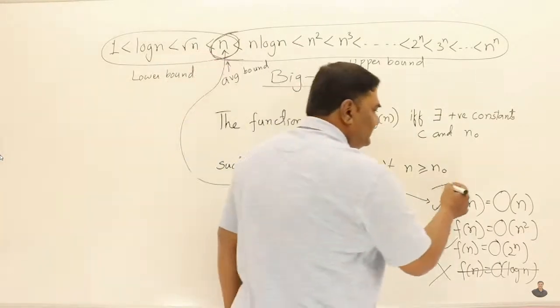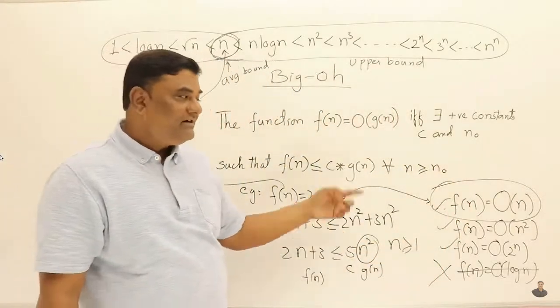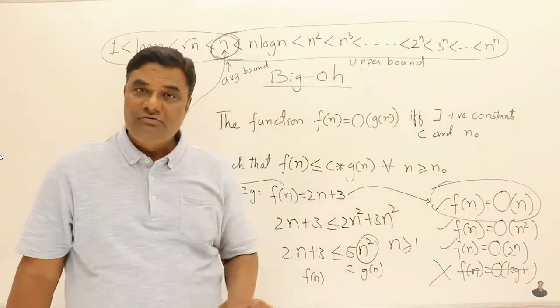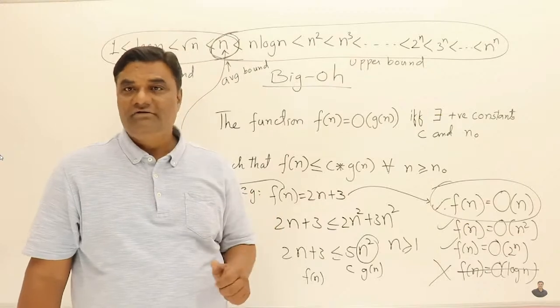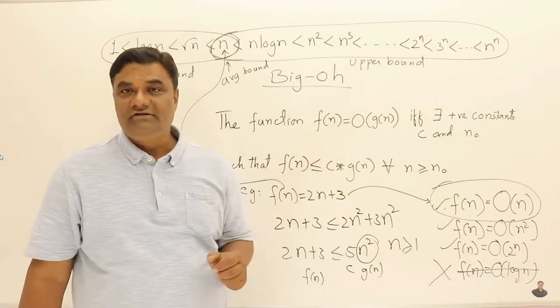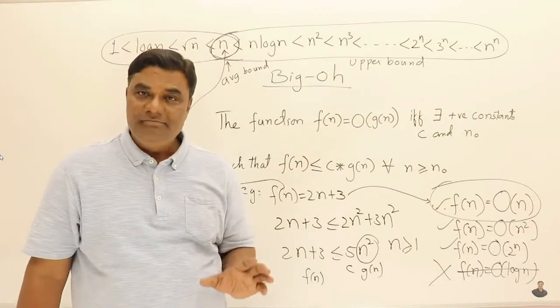So which is the closest function in this one? This is the closest function. Though, if you write any other higher value function also, it is true, it's not false, but it is not useful. So we prefer writing anything that is closer to that one. Right? So this is about big O notations.